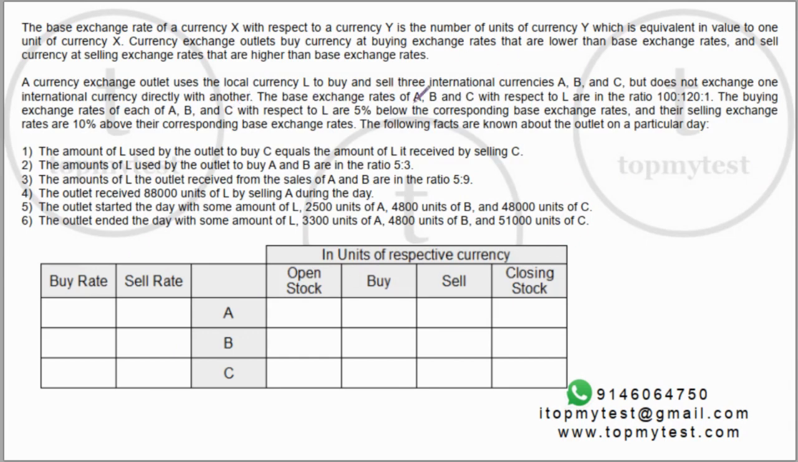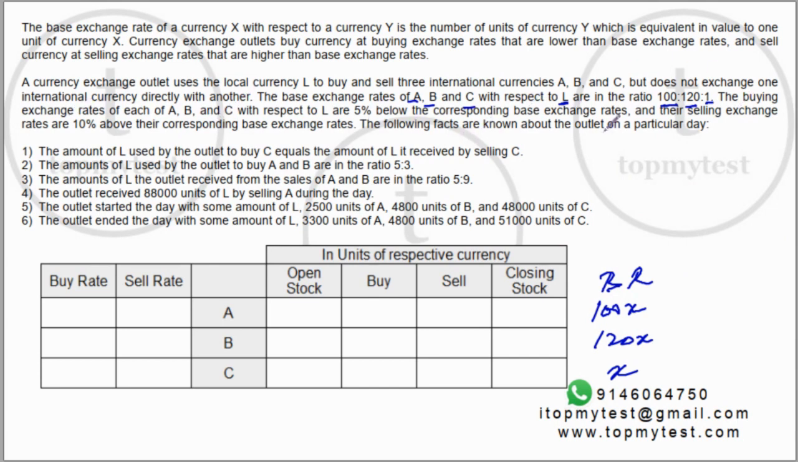Now the base exchange rate of A, B and C with respect to L are in the ratio 100 is to 120 is to 1. But these are ratios, these are not the exact values. So this rate will be 100x base rate, this rate will be 120x, this rate will be x. Okay, we don't know what x is, right?